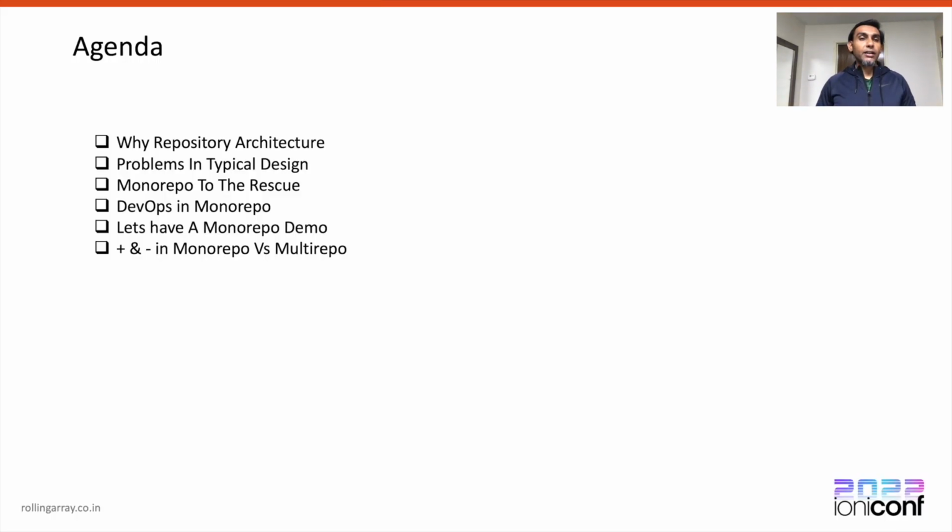Before we start, let's take a quick look at the agenda for today. We start with why we need a repository architecture, what are the typical problems we face while designing an application, what are the rescue approaches and how Monorepo comes to the rescue, and what DevOps principles we follow in the context of a monorepository. We'll take a look at one of the Monorepo demos as well, and then we'll sum it up with some of the positives and negatives about Monorepo versus the multi-repo approach.